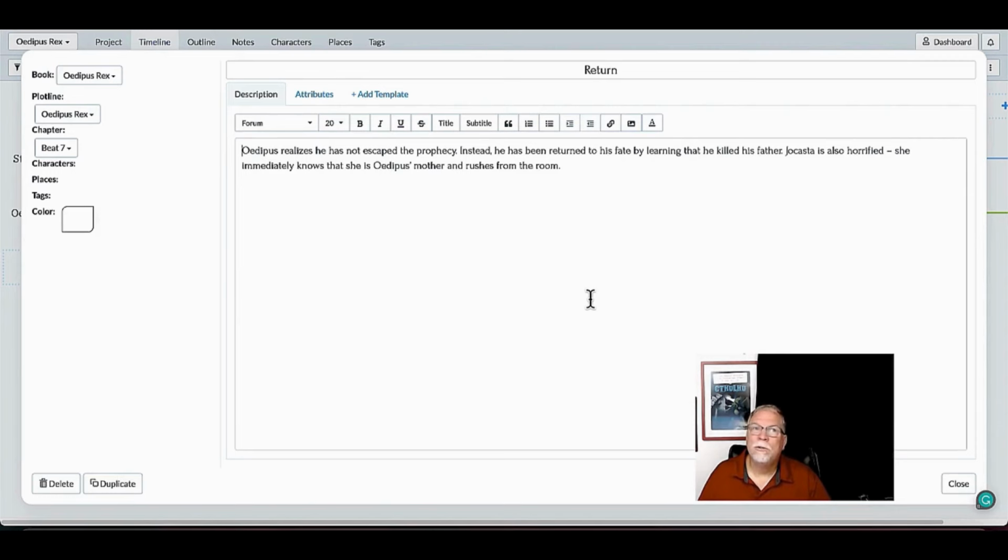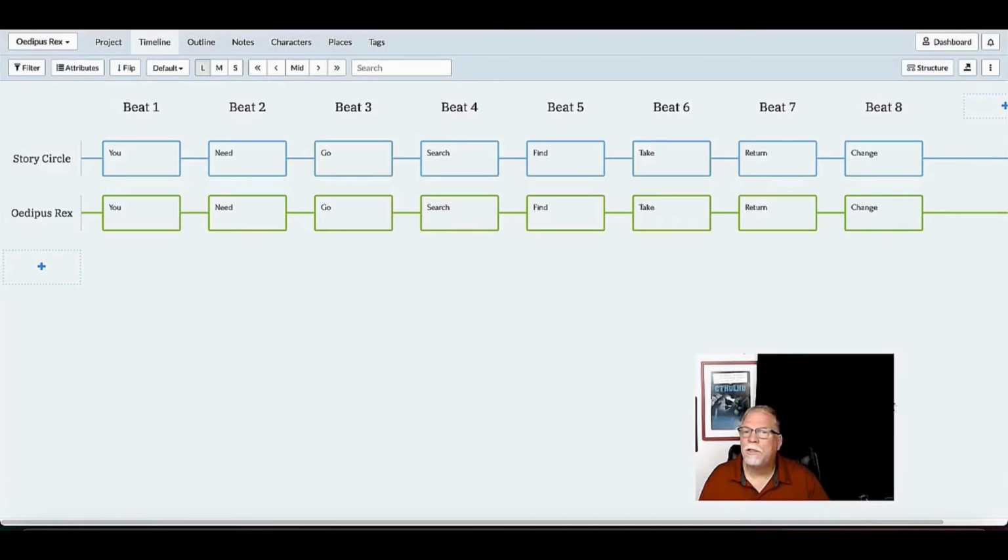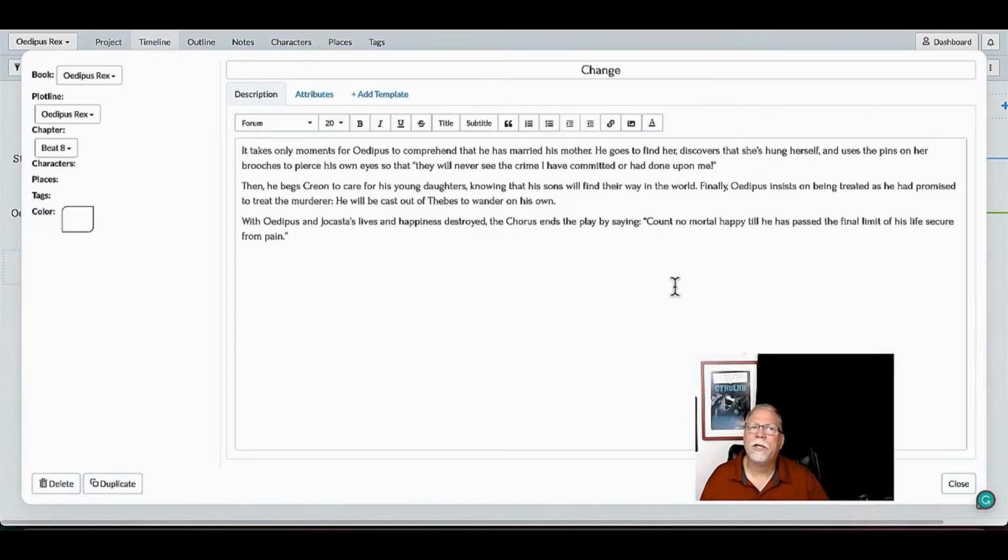She immediately knows that she is Oedipus' mother and rushes from the room, which leads us to the final change. It takes only moments for this to happen. Oedipus comprehends that he has married his mother. He goes to find her and discovers that she's hung herself. He uses the pins of her brooches to pierce his own eyes so they will never see the crime "I have committed or had done upon me."